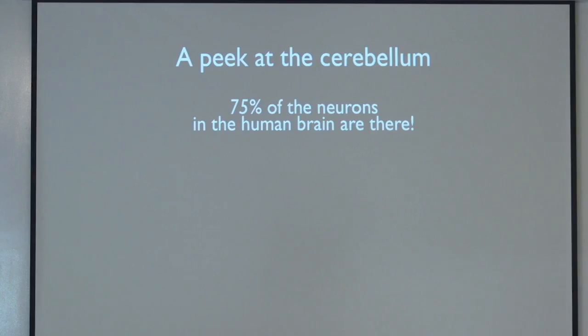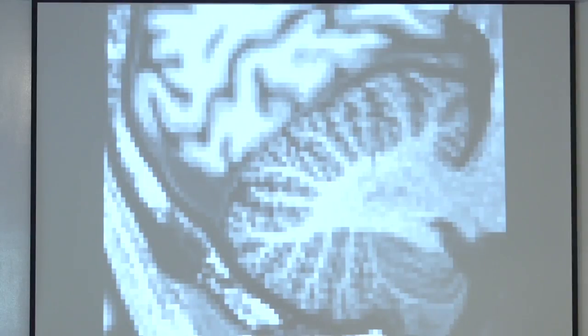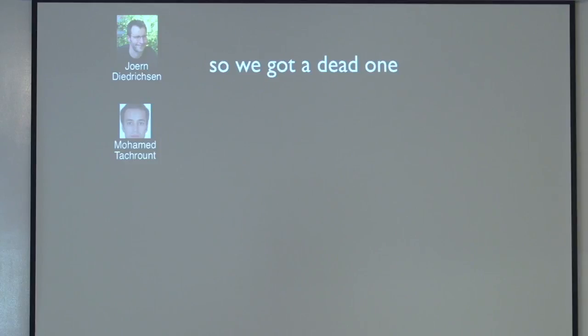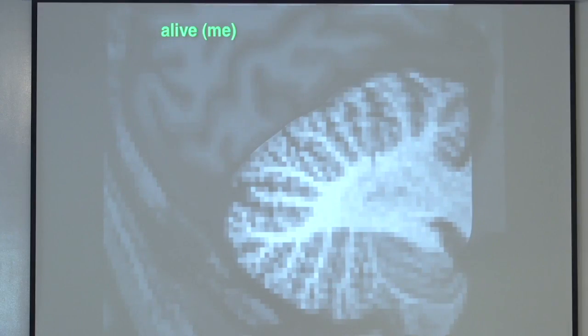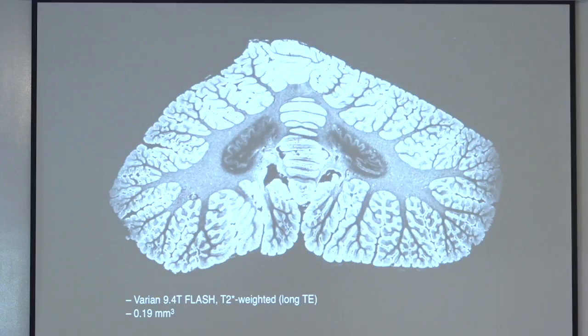But this got me in the mood to go after the cerebellum. So 75% of the neurons in the brain are in the cerebellum. If you look at the cerebellum in vivo, you're not easily able to pick up the cortical surface. Here you're only picking up the major lobules, not the actual cortical surface. So you need a dead one for this. So that's me alive. That's what it actually looks like. So it's just an insane structure.